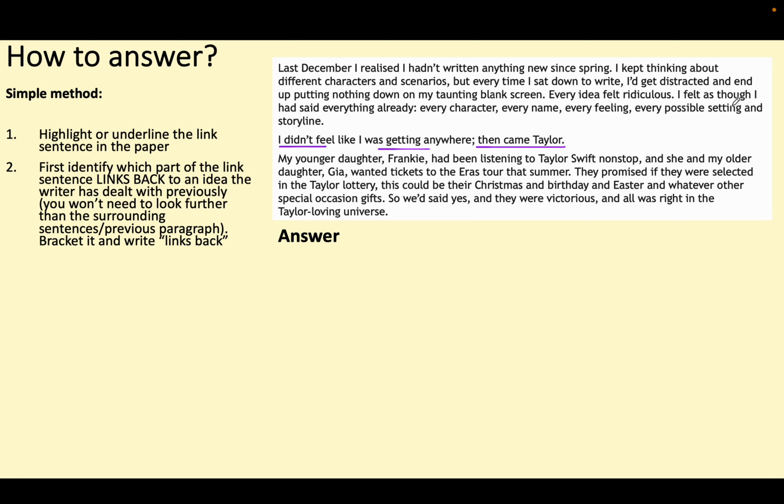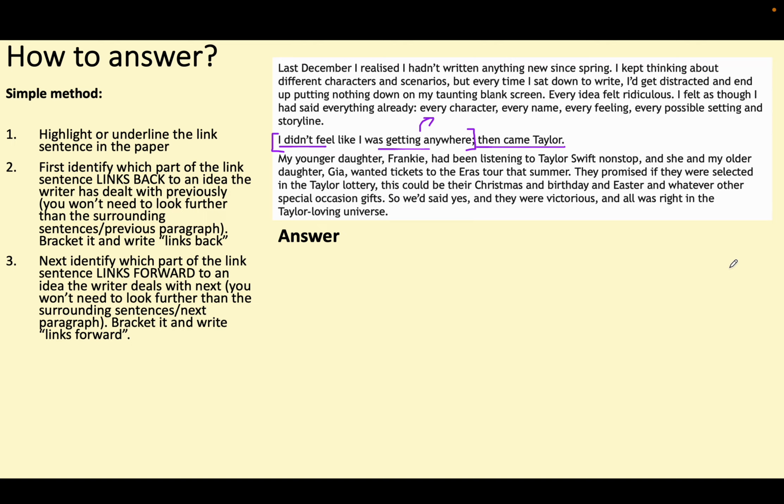So what we need to do is bracket which part of this sentence links back to the writer's previous idea. So in that previous paragraph, we're basically finding out that the writer is suffering from writer's block. They're really struggling. They don't know what it is that they're going to be writing about next. They're just finding it really difficult. So clearly, this first half of the sentence links back to the ideas in that part of the extract.